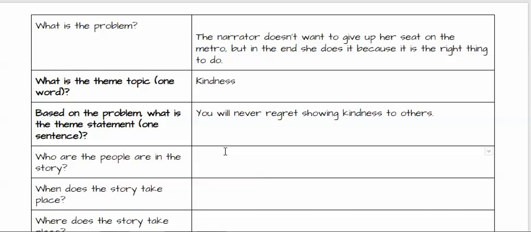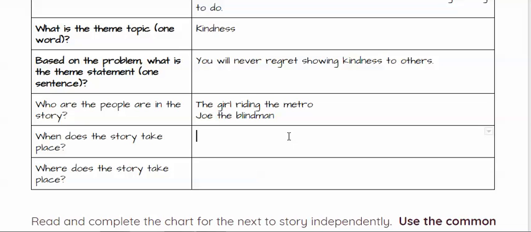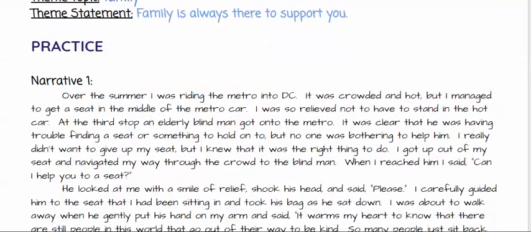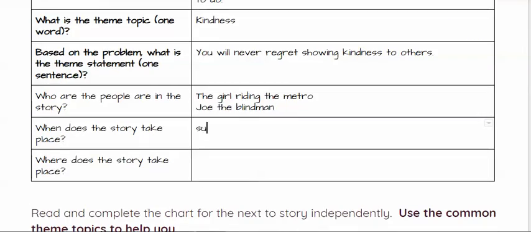And then who are the people in the story? We've got the girl riding the metro, who is the narrator, and we have Joe, the blind man. When does this story take place? I think it was in the summer, okay? So in the summer, and where does the story take place? On the metro. So that takes a pretty good look at this story. All right, so that's not too hard.